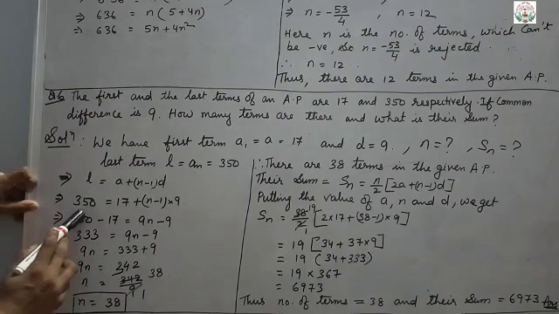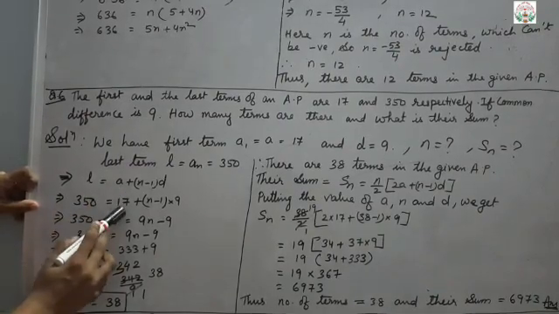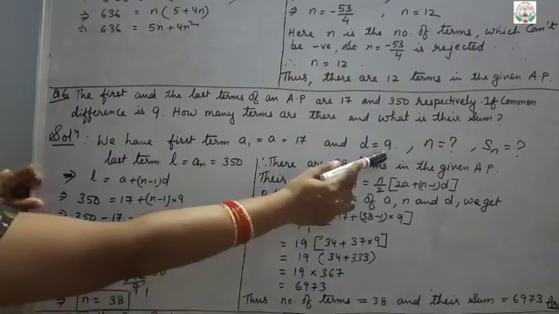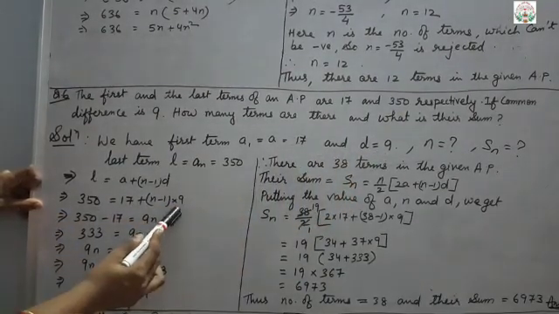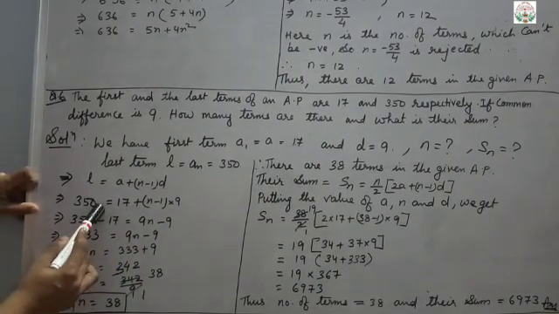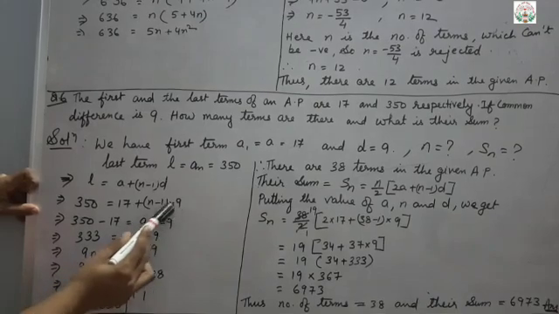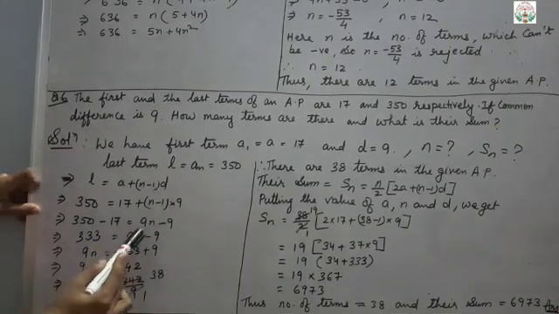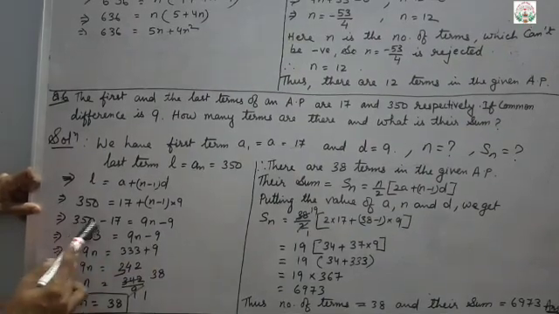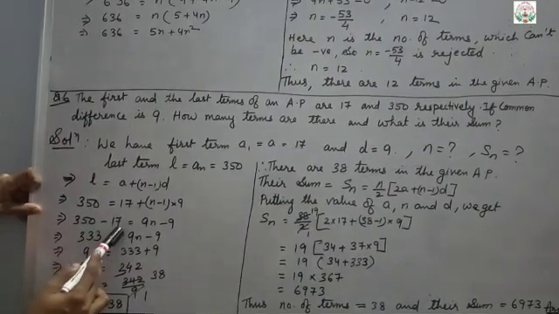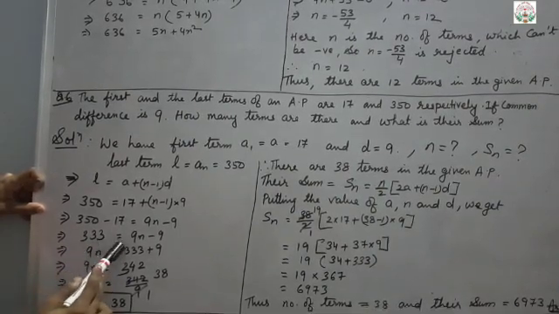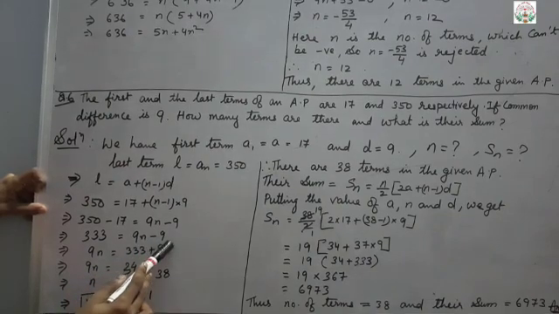That is, the last term is given as 350 equals to A, which is 17, plus n minus 1 into D. D is 9, so we will put the value of D as 9. That implies 350, this 17 will be transposed to the other side, so it will be minus 17 equals to 9 multiplied by n minus 1. So it will be 9n minus 9. Implies on subtraction, 350 minus 17 will be 333. So 333 equals to 9n minus 9.